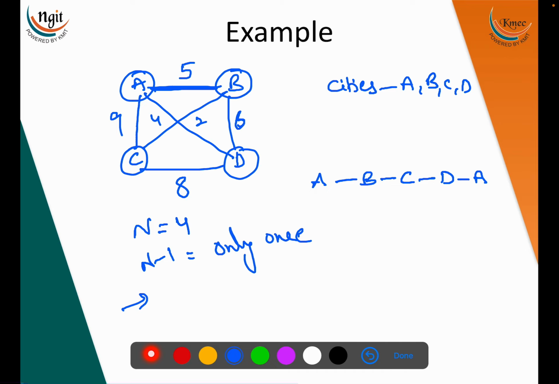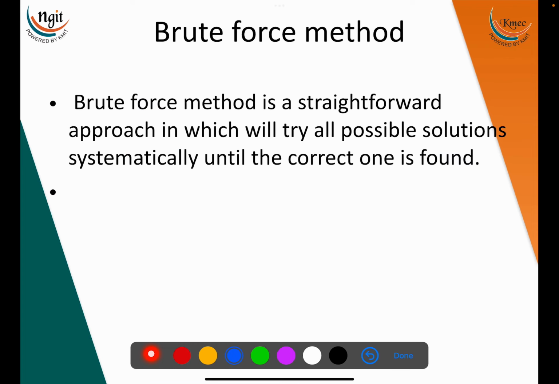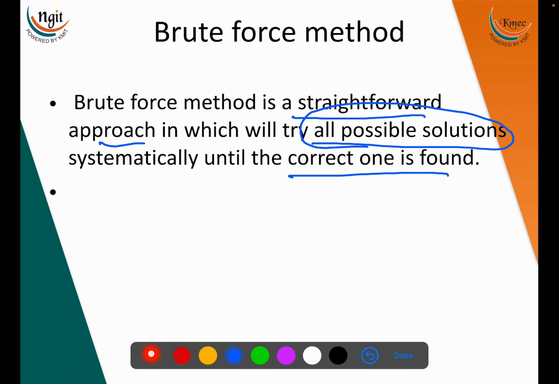Now we do not have only one way, A to B, B to D, D to C, C to A. There are many ways to travel from A to the other cities. First of all we'll see the brute force method, then we'll go back to the traveling salesperson problem using brute force. What exactly is the brute force method? Brute force is a straightforward approach in which we try all possible solutions systematically until the correct one is found. We'll try all possible solutions.